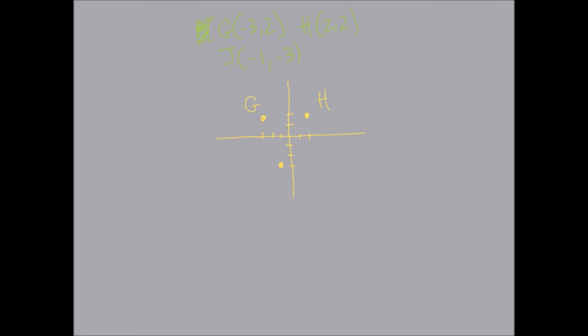There's H. Notice that G and H have the same Y coordinate, which means that they're directly across from each other. And we can find the distance between them. We don't need the distance formula. We just have to find the absolute value of the difference between their x coordinates. That's subtraction, kids. So it's negative 3 minus 2. Absolute value of negative 5 is 5. They're 5 spaces apart. You can tell just by counting spaces.